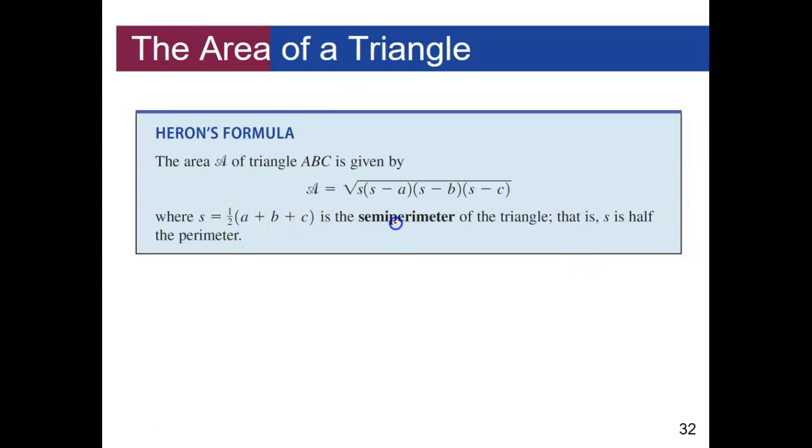You have to use something called the semi-perimeter of the triangle, which is basically you add up the sides of the triangle and divide by 2. So semi meaning half of a perimeter of the triangle is what S is going to be, and then you're going to substitute S into this formula here.